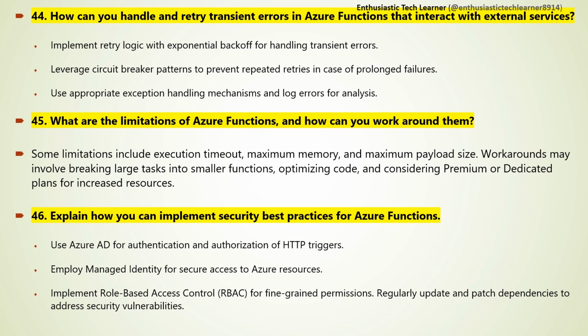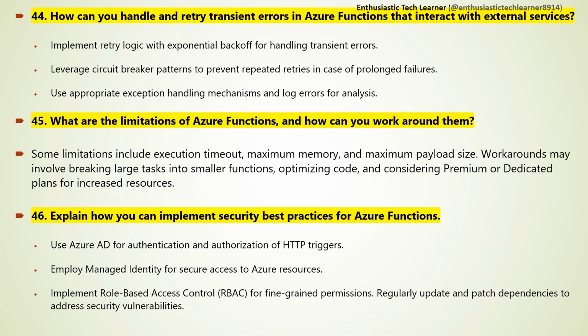What are the limitations of Azure Functions and how can you work around them? Some limitations include execution timeout, maximum memory, and maximum payload size. Workarounds may involve breaking large tasks into smaller functions, optimizing code, and considering premium or dedicated plans for increased resources.